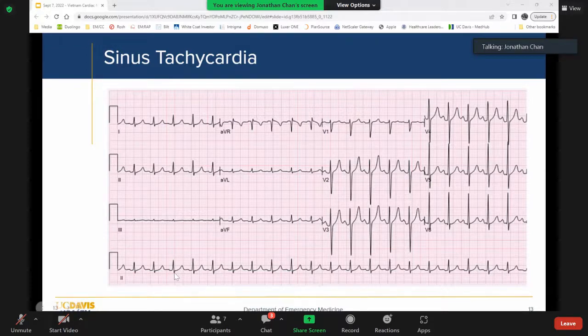And this is basically when we have a P wave here, we're kind of normal morphology. And we can see sinus tachycardia from a lot of different medical conditions, including like fever or sepsis, infection, dehydration, anxiety, or hypoxia. Those are all reasons where patients will have sinus tachycardia.